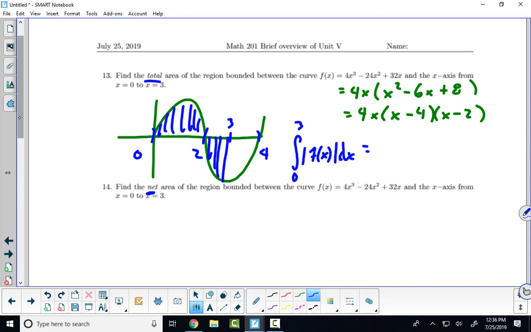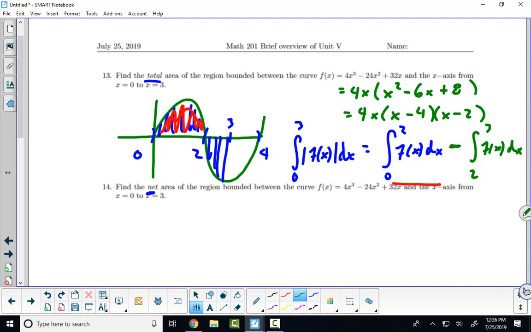To save time doing that, I'm going to go from 0 to 2 of f of x dx. What will that count? This part right here will count this part right here. And do I need to worry about whether it's positive? Well, it's already going to come out to be positive, right? Then I'm going to subtract from that the integral from 2 to 3 of f of x dx.